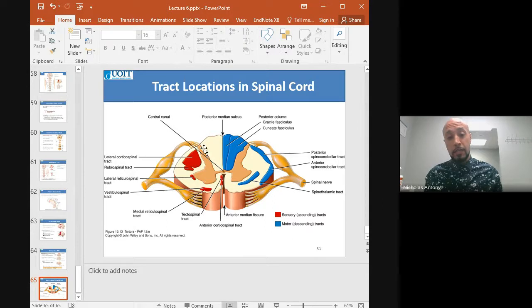Here we have our motor neuron tracts. Here we have the anterior non-specific ones. Here we have our medial upper motor neuron tracts. And then this is the lateral corticospinal tract. This is for fine control.